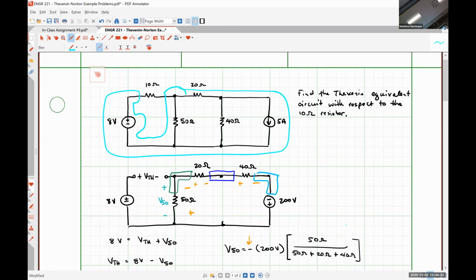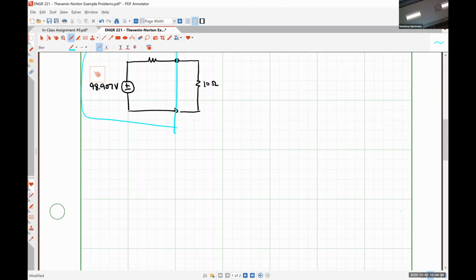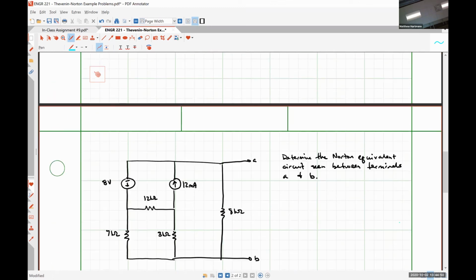All right, and that's actually the lab we're going to do next Wednesday afternoon. All right, so any questions regarding the Thevenin equivalent circuit or the analysis that we did here? Anybody got anything? All right, hopefully it's fairly straightforward. I felt it was, but never know.